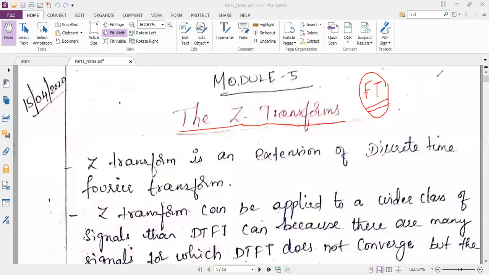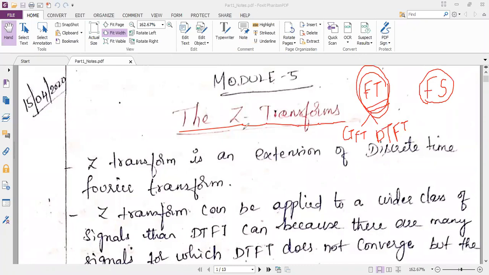Fourier transform is available, and Fourier series is also available. Depending upon the type of the signal, we choose the appropriate series or transform. Fourier series is used for periodic signals and Fourier transform is used for aperiodic signals. In FT, you again have two types, CTFT and DTFT. Up to this, you have studied in the earlier semester, earlier modules.